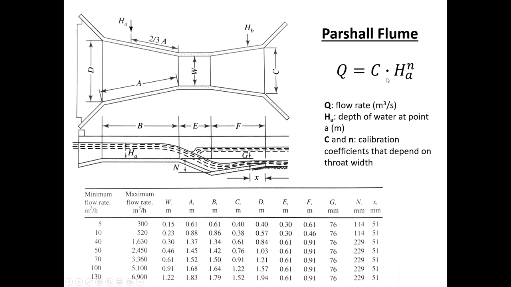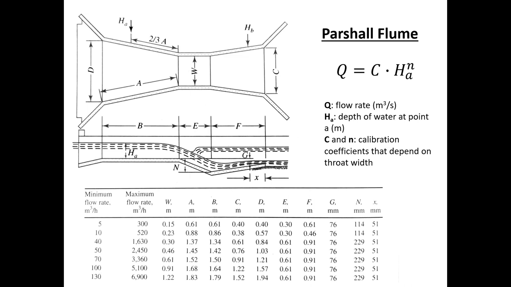One of the calibration coefficients relates to the width of the throat, and the other calibration coefficient is a function of both the width of the flume throat and the flow rate going through the water. Here you can see the typical minimum and maximum flow rates that could be accommodated with a Parshall flume. And this is one of its strengths: in wastewater treatment, we have a huge variation in the water coming into the plant through the course of a day.